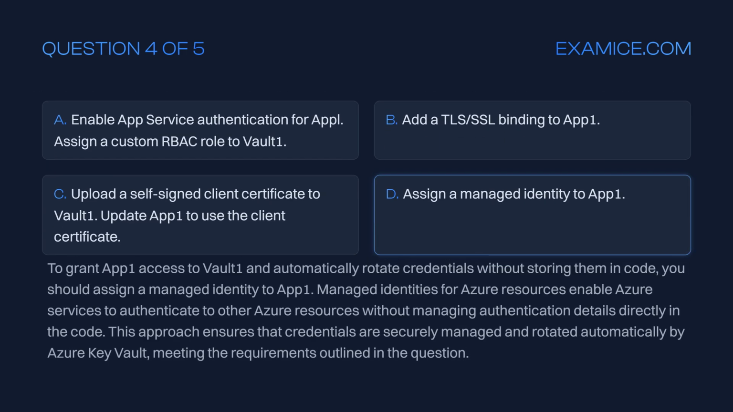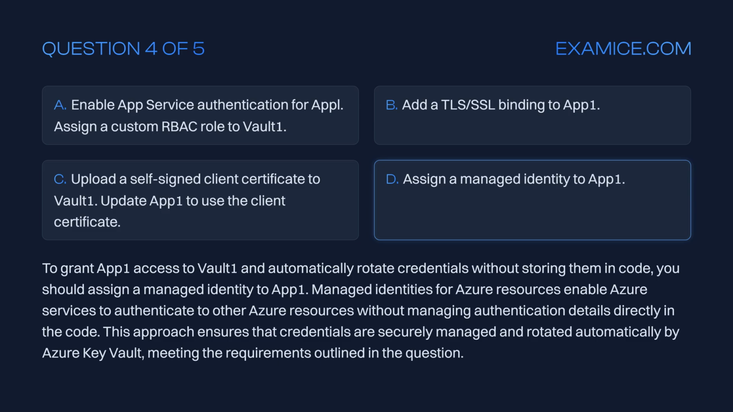The answer is option D. To grant App1 access to Vault1 and automatically rotate credentials without storing them in code, you should assign a managed identity to App1. Managed identities for Azure resources enable Azure services to authenticate to other Azure resources without managing authentication details directly in the code. This approach ensures that credentials are securely managed and rotated automatically by Azure Key Vault, meeting the requirements outlined in the question.